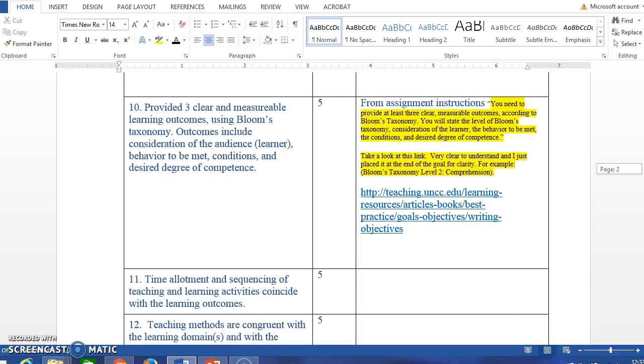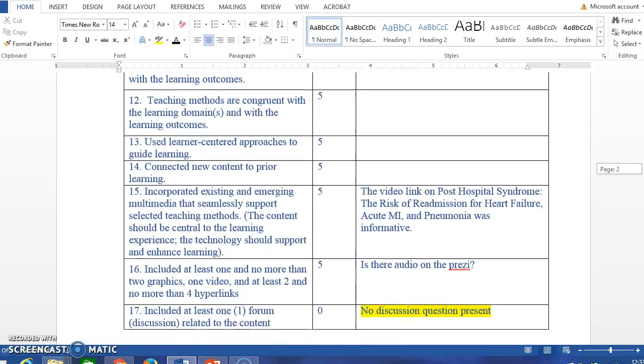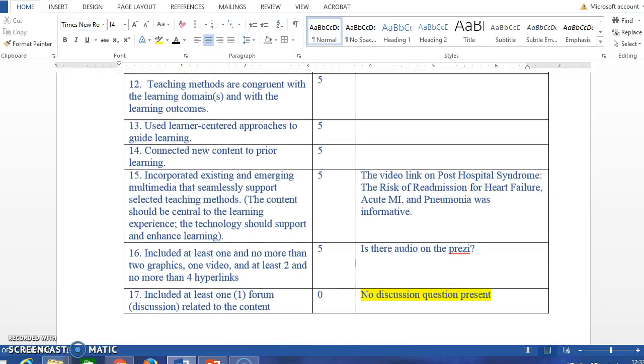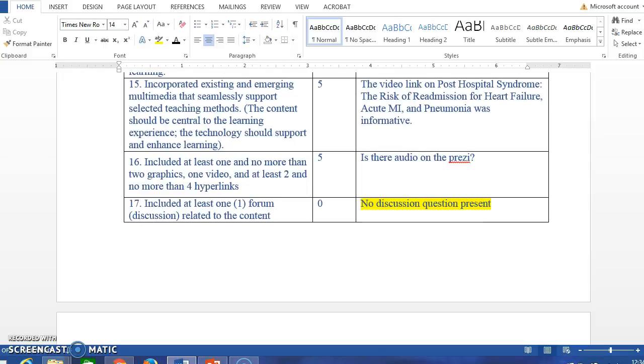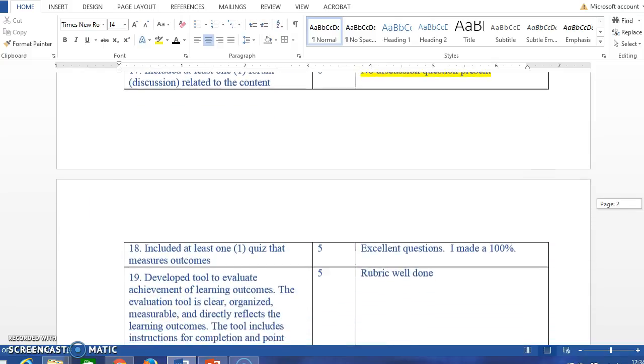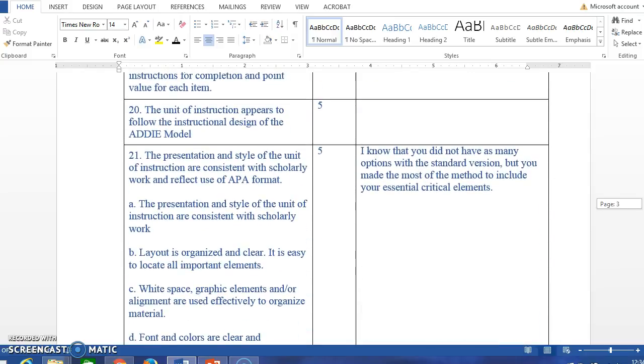If you go down a little further, everything looks good. I didn't do the video link for the post-hospital syndrome, and I thought that was a really informative video. Also, is there any audio on your Prezi? I didn't get anything when I was doing it. I didn't know if it was just for information. I didn't see that there was a discussion question present.